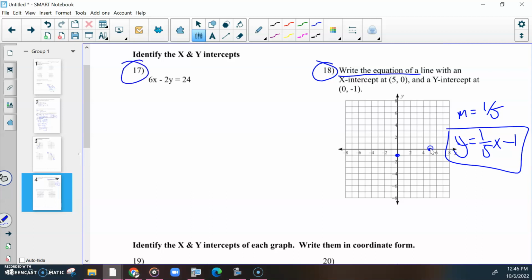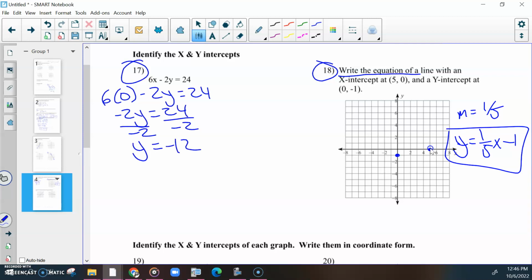For 17, you should have 2 sets of work with 2 answers. Put 0 in for one of the variables. Doesn't matter which one you do first. Eventually you're going to do both. So if I put 0 in for x here, I'm solving for y. 6 times 0 would become 0, so I don't need to put that part. Put everything that's left and solve for the variable, which in this case is y. And then put that answer in an ordered pair. And then do the exact same thing for the other variables.